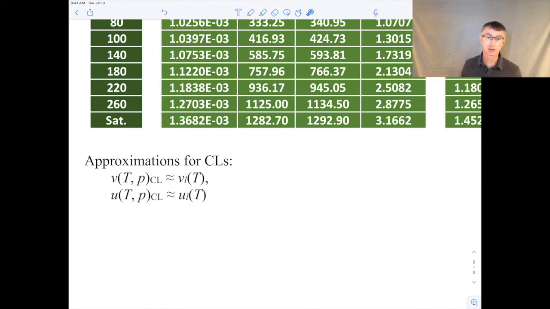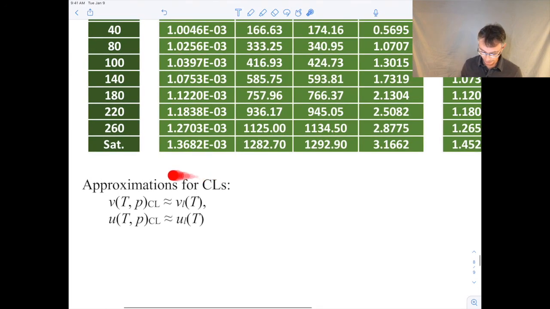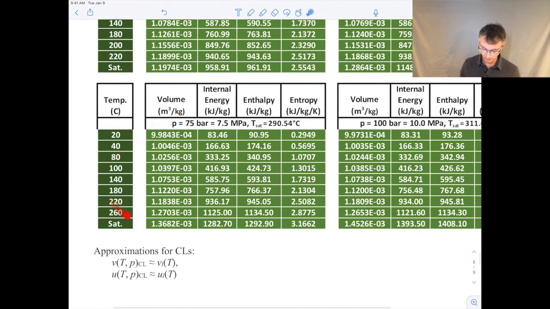Similarly, if you plotted the specific internal energy, you'd also show that even though it's really a function of temperature and pressure in the compressed liquid region, it's very reasonable to assume that it's about equal to the specific internal energy for the saturated liquid at the same temperature. So we'll use these approximations all the time. Very, very common. They just allow us to avoid having to come to these tables and do some interpolation. It's just much easier to work with those approximations.